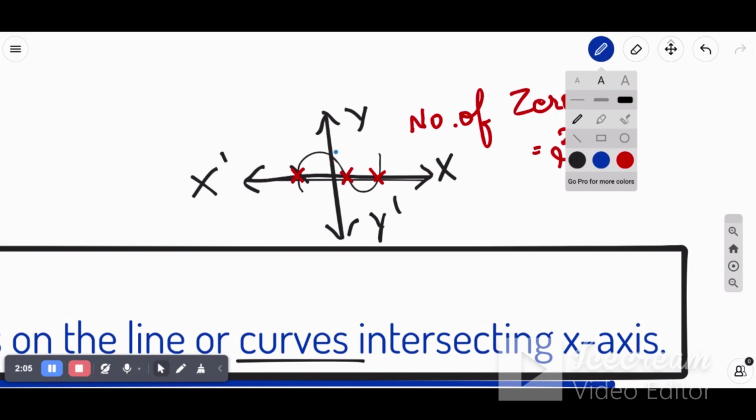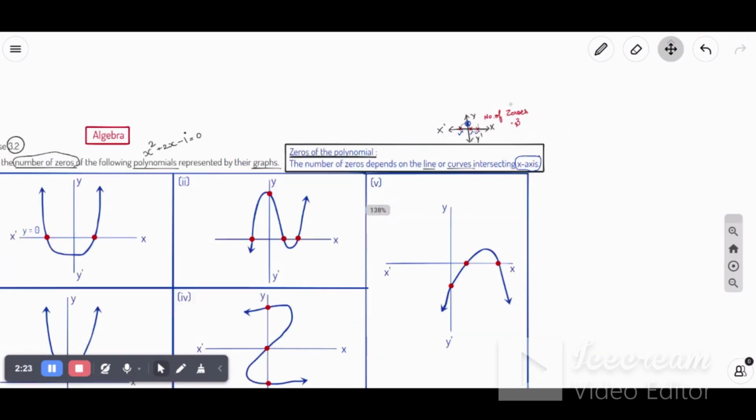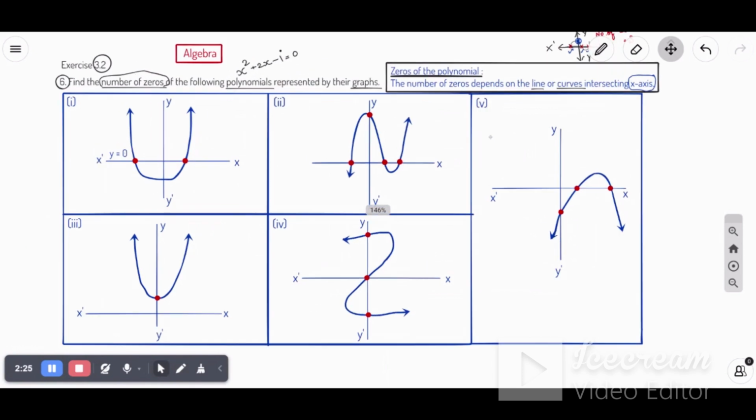Another thing is this curve is also intersecting your y-axis. Please don't take note of this. This is not into consideration. You have to take only these 3 points where it intersects the x-axis. So this x-axis intersecting is very important. That gives the number of zeros. So with this quick recap, let's move on to our question.